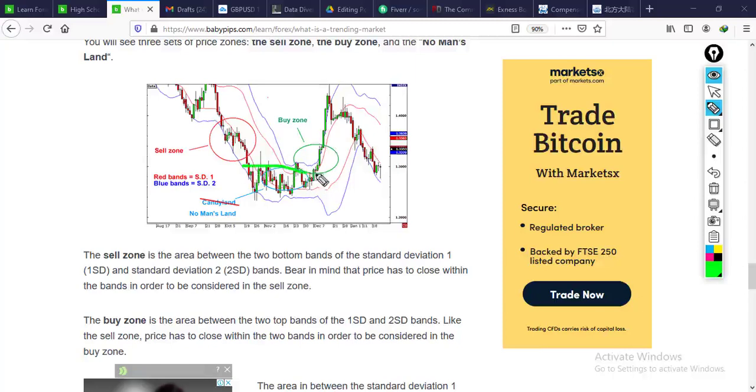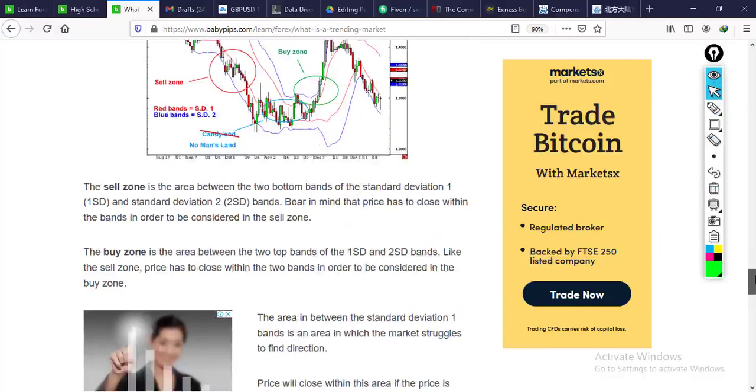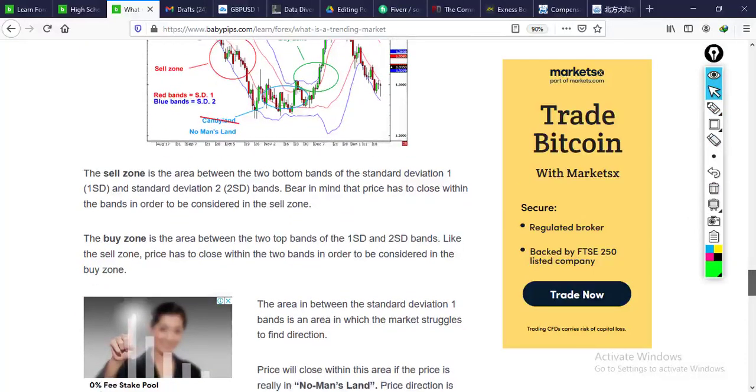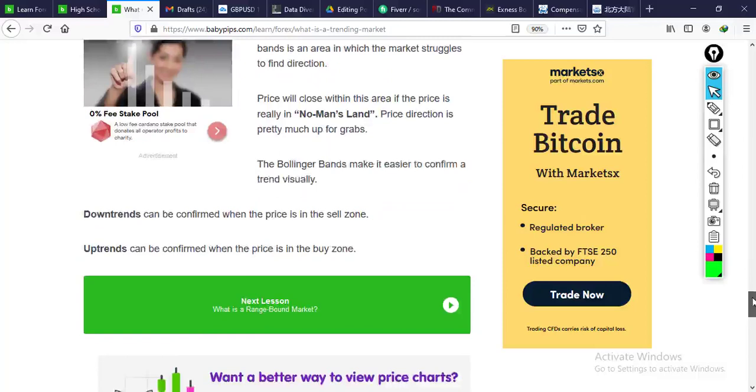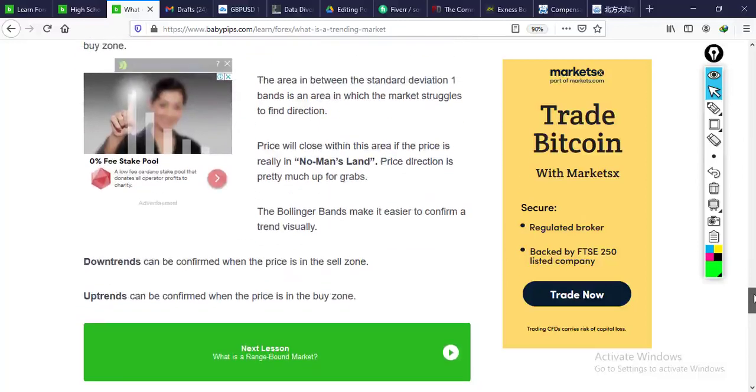Now, if it has moved away from the no man's land, look for consolidation as well, right? Look for the range. And once it has broken above the highs of the range, you can look for a sell because price has closed above the range, and it has also closed in between the Bollinger Bands on number 1. So that is all for the Bollinger Bands, and I think it's quick for us.